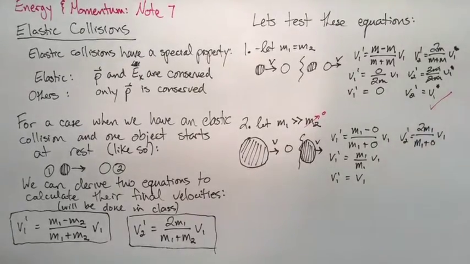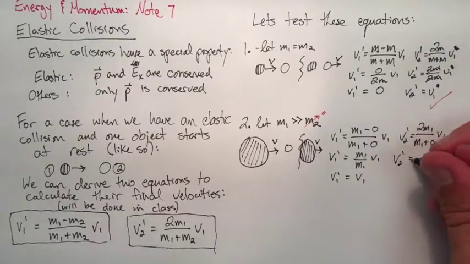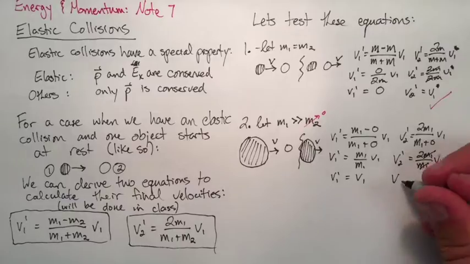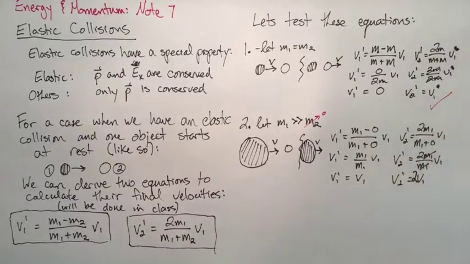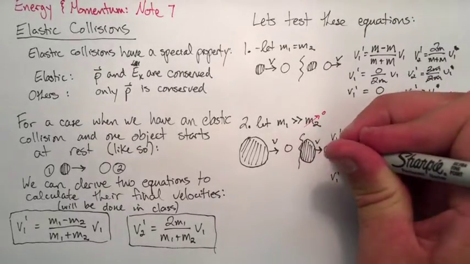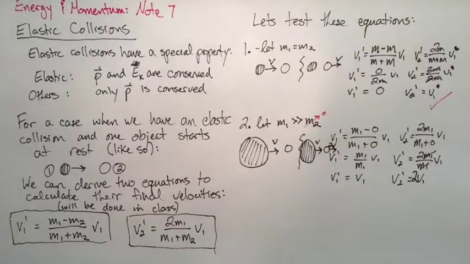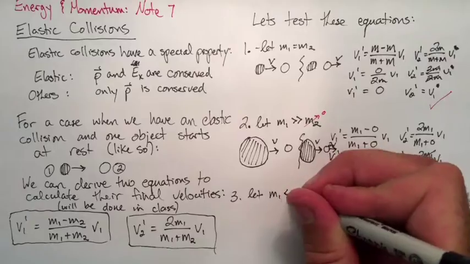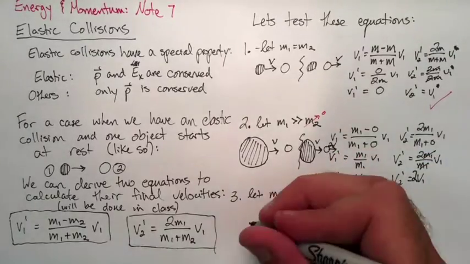The final velocity of that second object, if we put our values in, we get a simplification, and we find that its final velocity is going to be twice the velocity of that first object. So that small ball is going to bounce off the big one at twice the velocity that the big one came in with. And we'll do a demonstration in class on that as well.